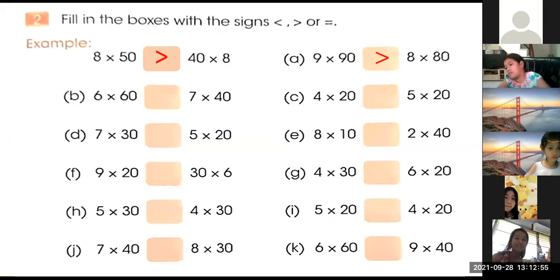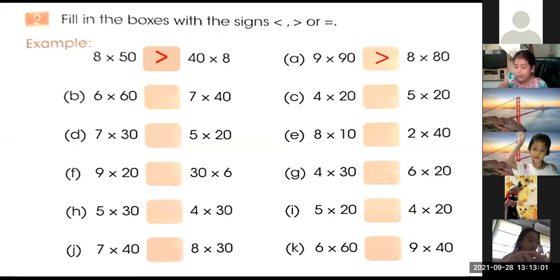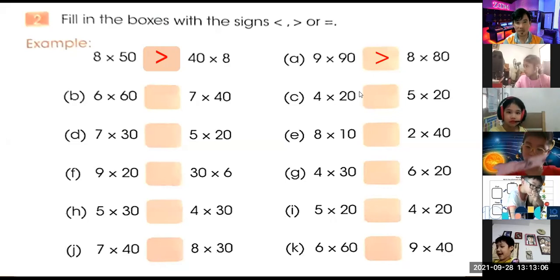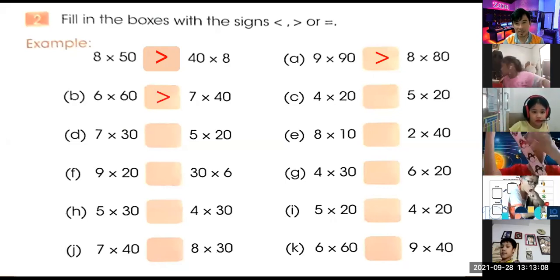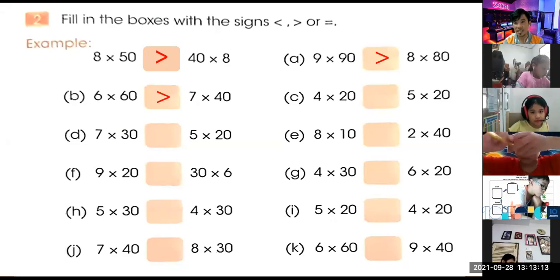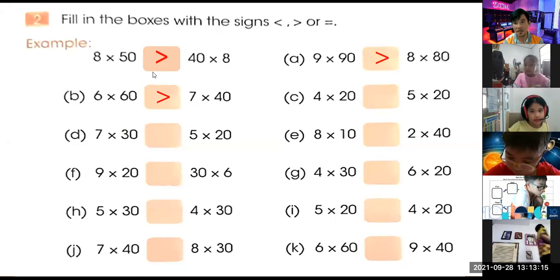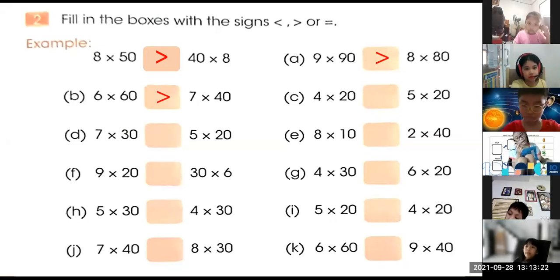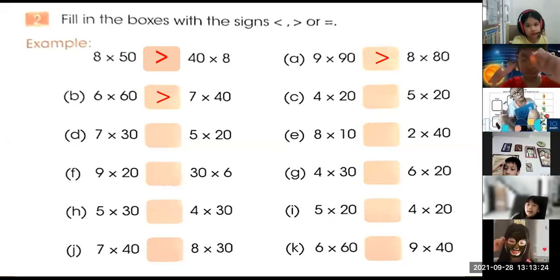How about in letter B? Who can give an answer in letter B? Just raise your hand. Greater than, smaller than, or equal to? Letter B is greater than. Letter C. How about letter C? 4 times 20 and 5 times 20. Greater or smaller? Greater than.